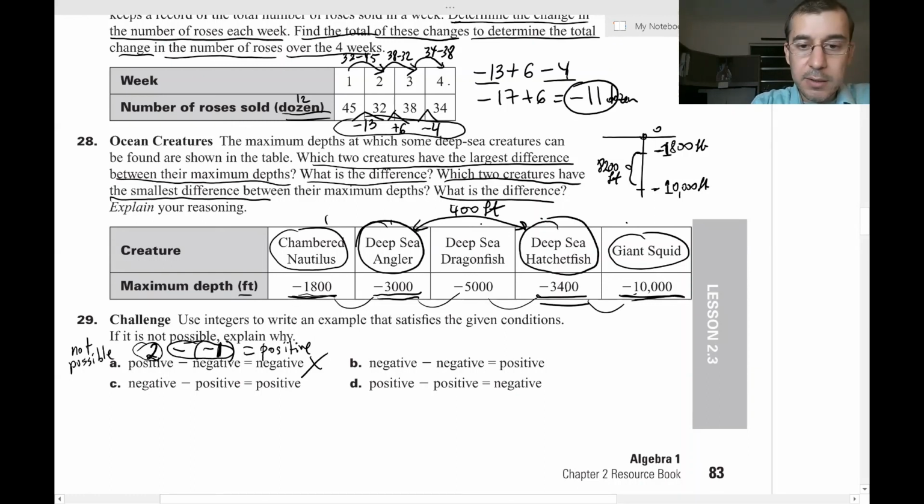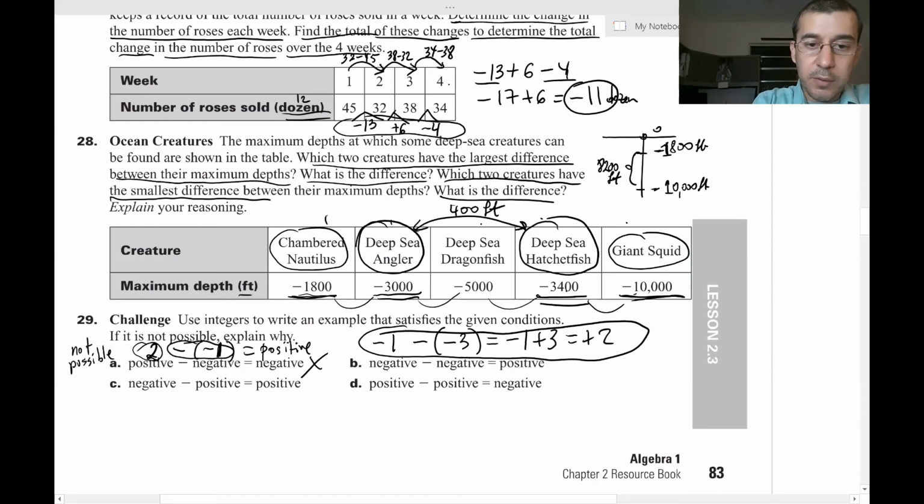B, negative minus negative equals positive. Let's say minus 1, then minus, and then another negative, so let's say minus 3. So this is minus and minus is plus. So plus 3 is greater. So this is going to be a positive number. So yes, this is correct. Because this is minus 1 and then plus 3, this is plus 2, which is a positive number. So yes, this is possible. Okay, so this is the example for number B.